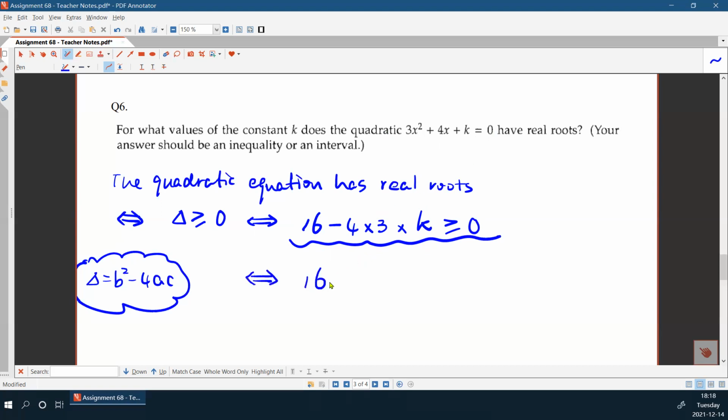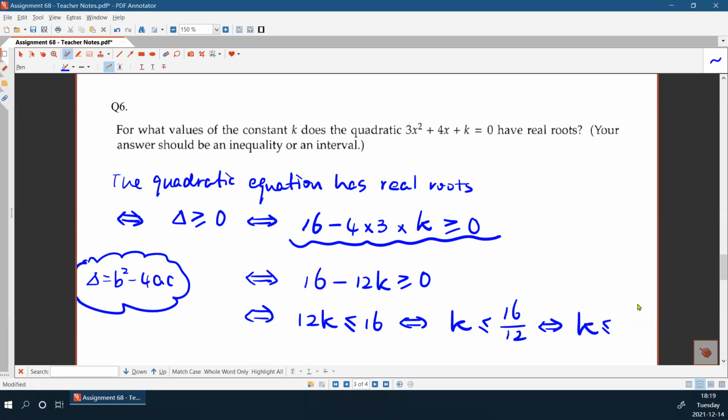So that means 16 minus 12k must be greater than or equal to 0, which means 12k must be less than or equal to 16, which means k must be less than or equal to 16 over 12, which means k must be less than or equal to 4 over 3, right? And this is our final solution. That means when k is less than or equal to 4 over 3, the original quadratic equation will have real roots.